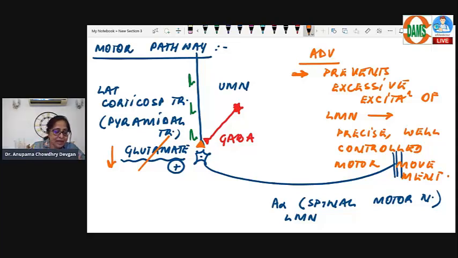Now, Prizal Sharma, please remember, the majority of postsynaptic inhibition is produced by glycine. The majority of the presynaptic inhibition is produced by GABA. That is why we talk about this. Have you understood? Right.